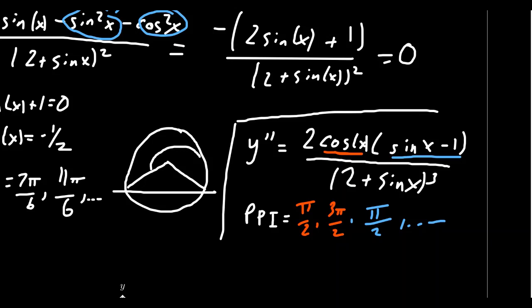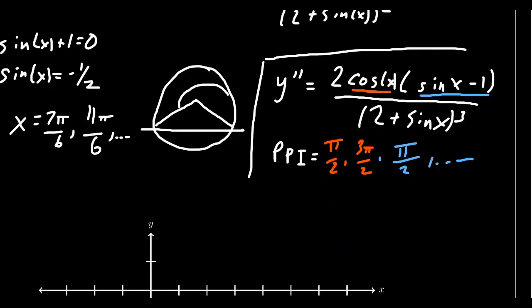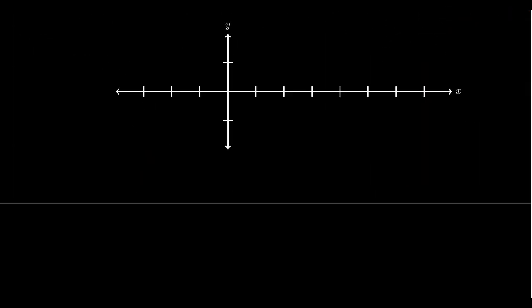Did I forget anything there? No, I think we're good. And so now let's build a sign chart using these critical numbers and these PPIs. I'm going to put it below our picture right here. So there was a lot of stuff. Let's keep track of it here. And so what do we have to worry about? We're going to do one period. So from 0.